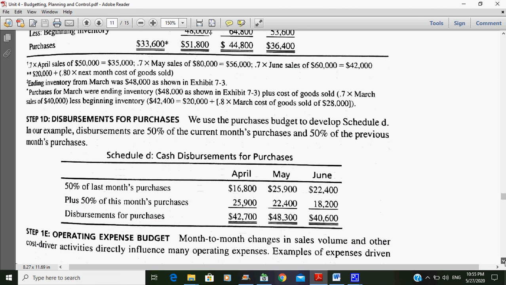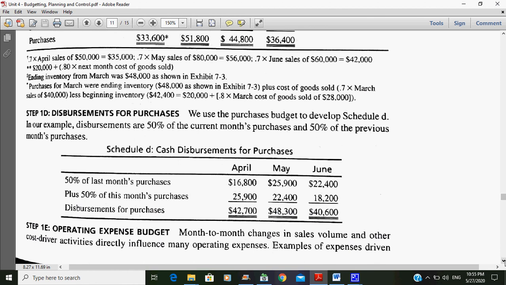So the part about cash disbursement for purchases now. We use the purchase budget to develop Schedule D. In our example, disbursements are 50% of the current month's purchases and 50% of the previous month's purchases. Alright, let's go now. So the first one now is 50% of the current month's purchases and 50% of the previous month's. So we look at the previous month's first, right? So the 50% of the last month, which would have been March, which will be 50% of what? 33,600, 0.50 times 33,600, and that will give you 16,800.